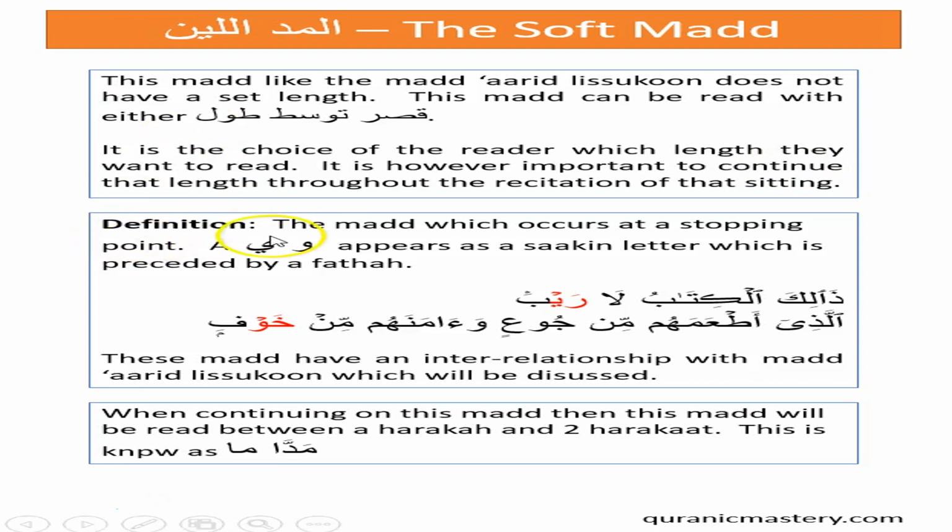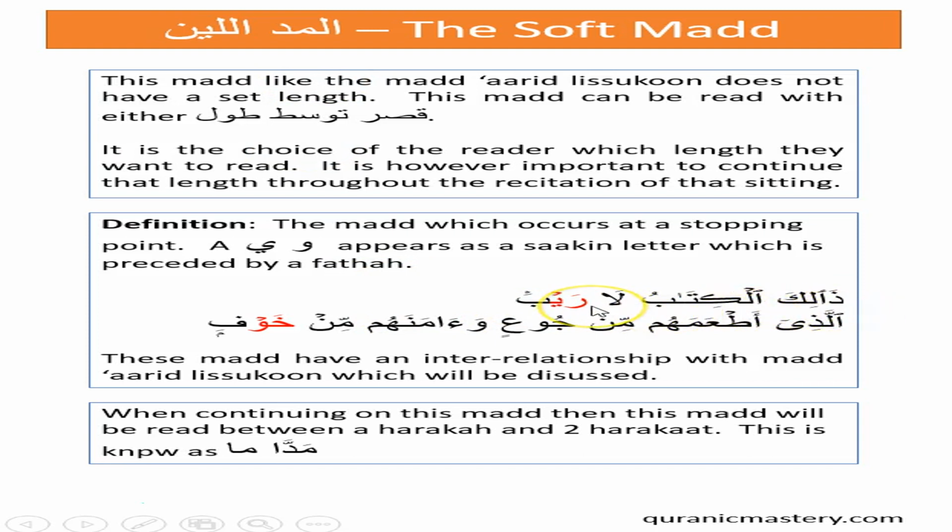So what is the definition? The mad which occurs at a stopping point, a waw or a ya, appears as a sakin letter which is preceded by a fatha. Now, an important thing to consider is that they must be stopping here. They must be stopping at a stopping point. So let's have a look at this example.